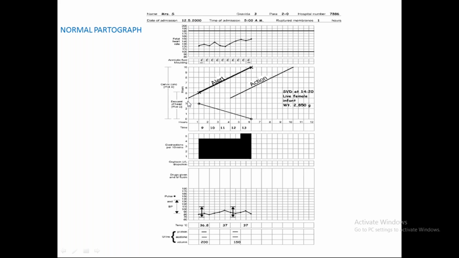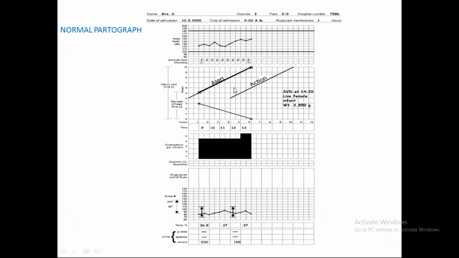The alert line should start at, can you listen to me? At 4 centimeters, and the action line is 4 hours apart from the alert line. These two lines are given beforehand. And we have to start where the patient is in terms of dilatation. If she is at 4 centimeters dilatation, we have to plot it like this, with cross marks. So if the patient is not progressing in the same pattern as the alert line, and she comes between the alert and action line, we should take some action.